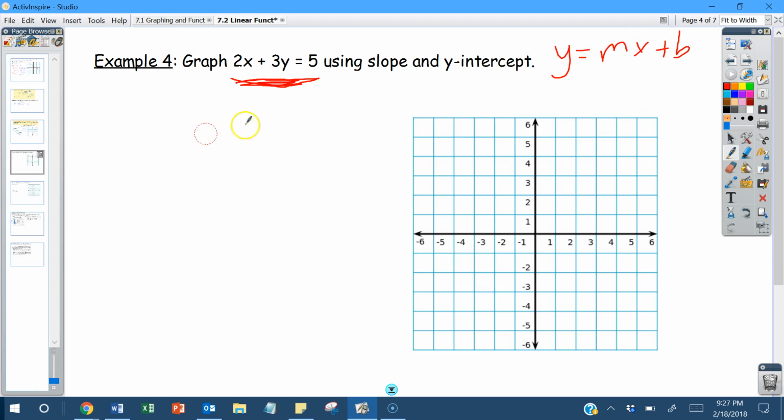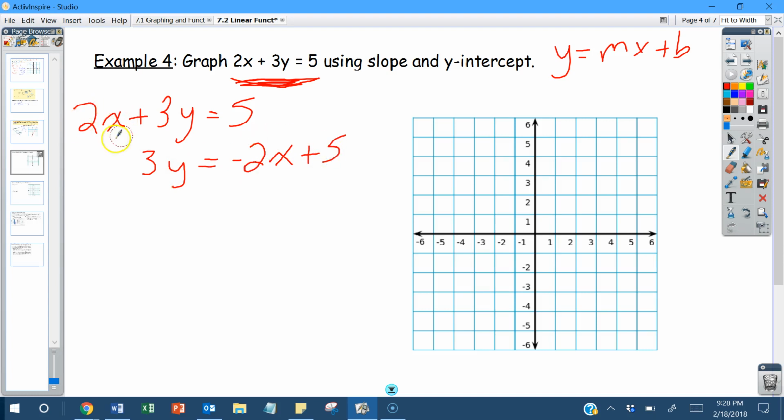But we're good at algebra. We can do something about that. So let's work with this equation and try to get y by itself on the left-hand side. We'll just solve for y. So I'll start by subtracting 2x from both sides, and I end up with 3y is equal to negative 2x plus 5. I just subtracted it from both sides, so it went away over here. Now it's over here. It's negative.